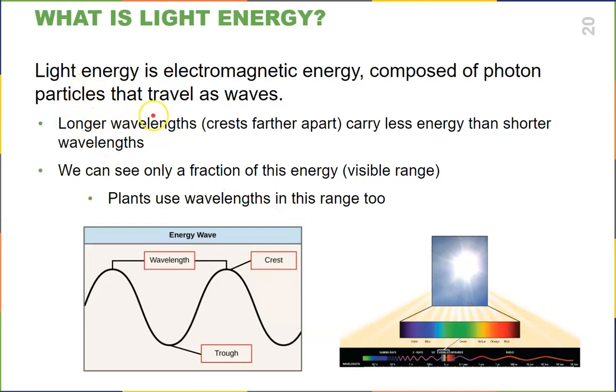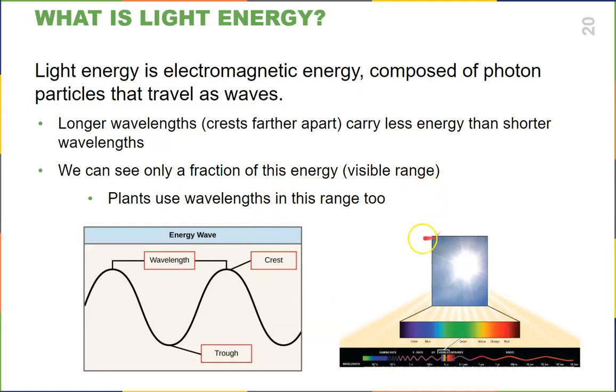Longer wavelengths are waves that have crests further apart. So something with a long wavelength would be like a radio wave. The crest here, the top of the wave, is pretty far apart. I don't know if you can read these numbers, but they are very far apart. They have less energy than something with a shorter wavelength. So gamma rays are on the opposite end of the spectrum. Their wavelength, you almost can't even see it. It's very short, so they have a lot of energy.